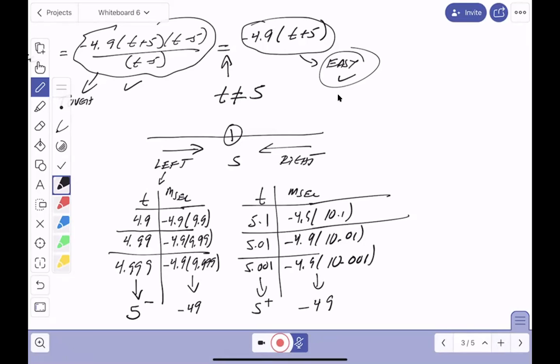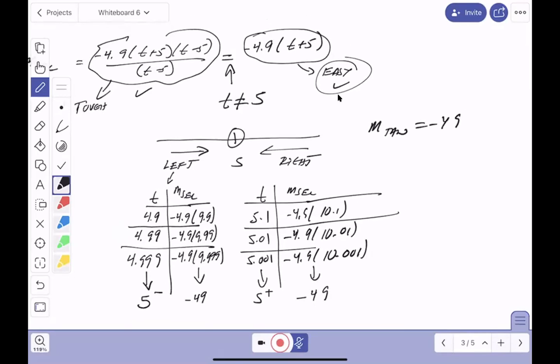How do I know that? Look at these numbers, 9.9, 9.99, 9.999. It looks like it's going towards 10 times minus 4.9. Where the other one's going, 10.1, 10.01, 10.001. Looks like it's going towards 10. I think I did pretty good over here. So what I'm going to say is, M tangent is minus 49. Now I realize a lot of students are absolutely befuddled by what that means.